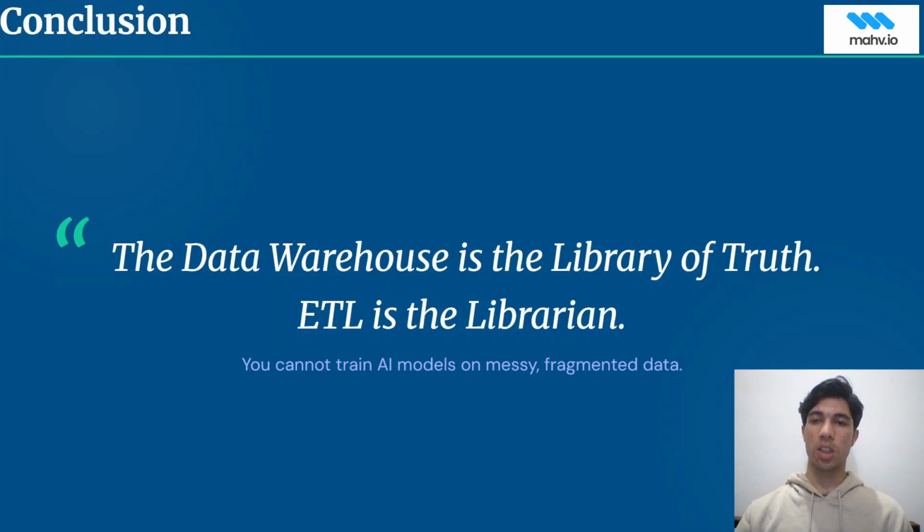The conclusion is that a data warehouse is the library of truth, and ETL is the librarian, which is basically that the data warehouse is our only source of truth, and ETL is the process. And we cannot train AI models on messy, fragmented data, so we need to master the ETL pipeline and also data warehousing. So that's all.